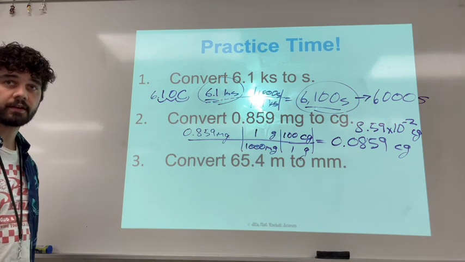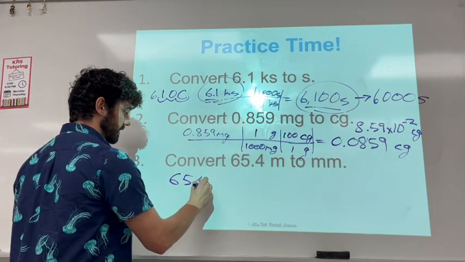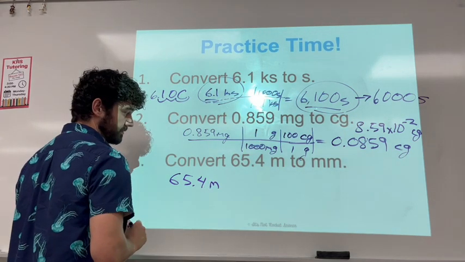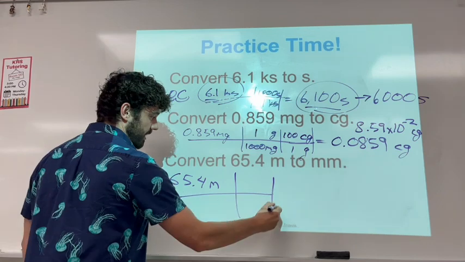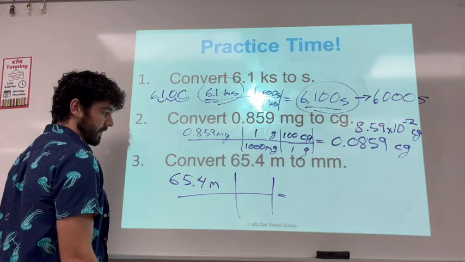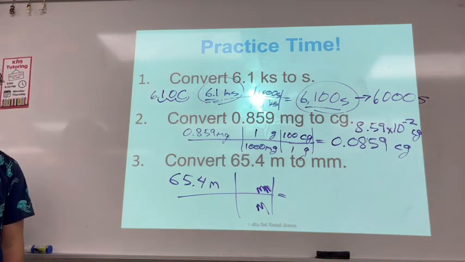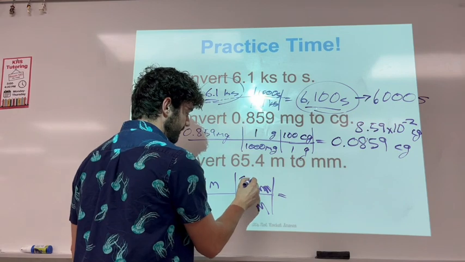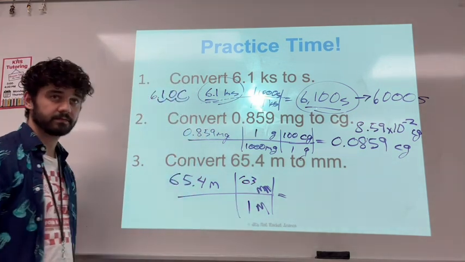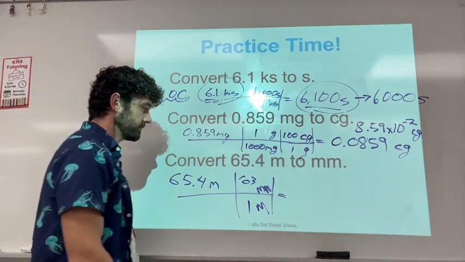Okay, for those of you that want to watch, 65.4 meters to millimeters. I'm starting in a base unit, so I only need 1 step. Cancel my unit, put the unit I'm going to on top. We all know in our brains that there's 1,000 of these in one of those, so then you multiply by 1,000.